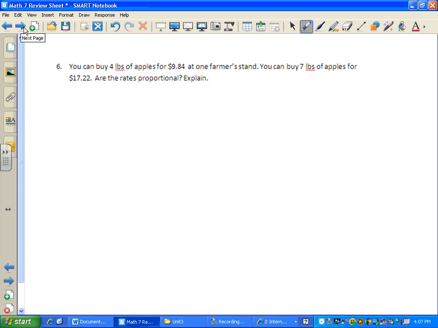So now we are going to buy apples at one farmer's stand. 4 pounds of apples for $9.84, and 7 pounds of apples for $17.22. We want to know, are they proportional? Another way of asking, are their cross products going to be equal to each other?